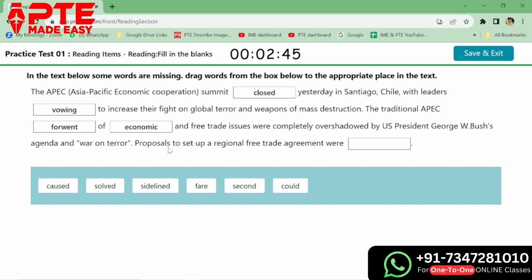Proposals to set up a regional free trade agreement were dash. Proposals to set up were solved, okay, were closed. Okay, we can say closed, but here what? Summit caused yesterday. No, not caused yesterday. So proposals to set a free regional trade agreement were sidelined. So this is going to come.